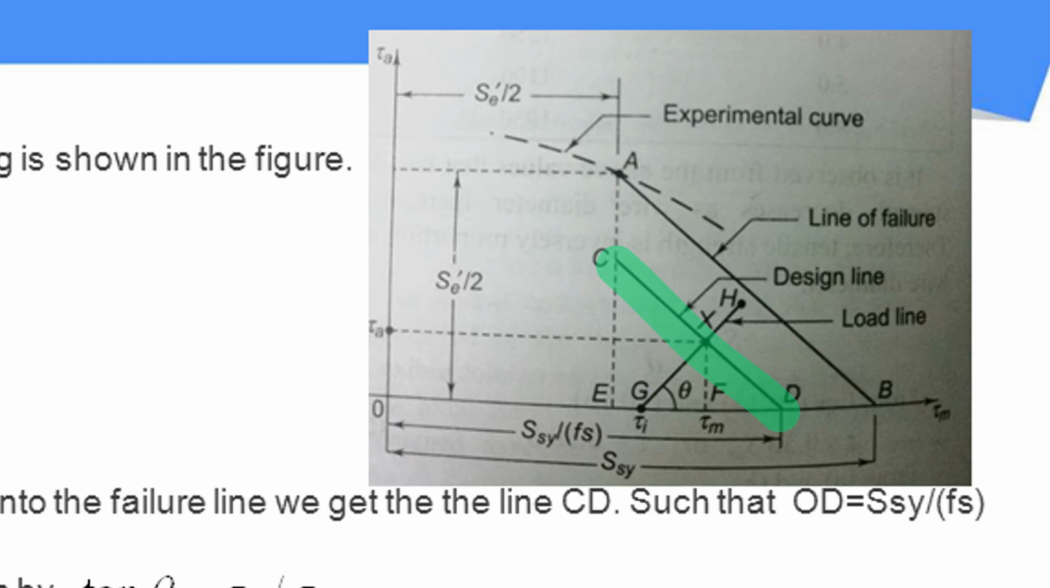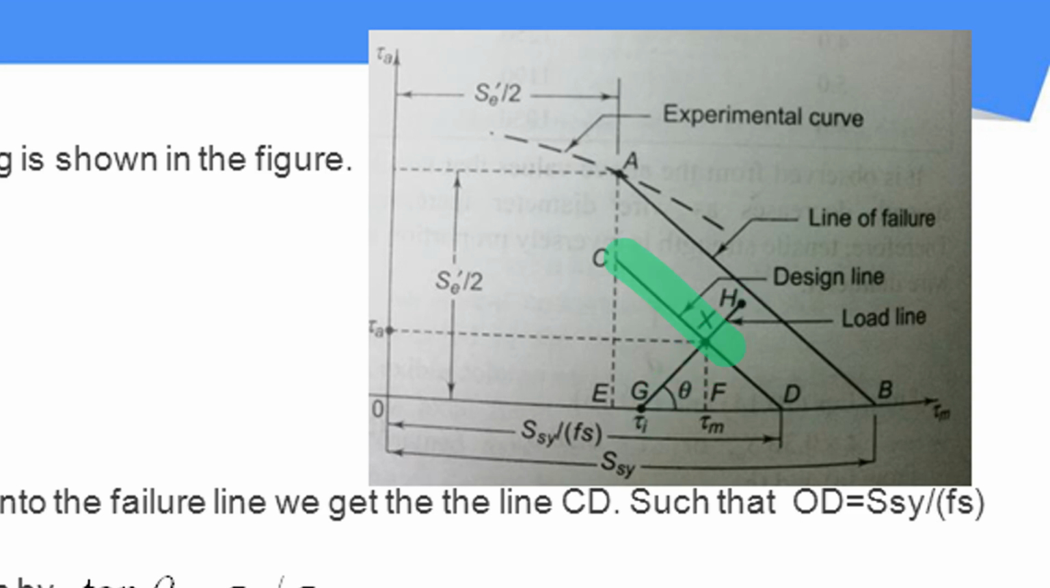So we have a load line which is obtained by plotting the stress values of the variable loading acting on the spring. The intersection of the load line and the design line gives us the safe values, or the permissible shear values, for the spring under fluctuating loadings. Here you can see we have the desired values, tau A and tau M, at the intersection between the load line and the design line CD.